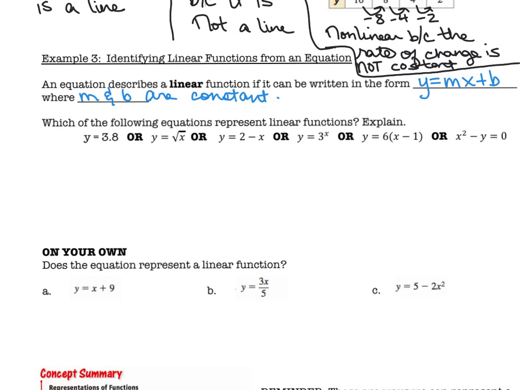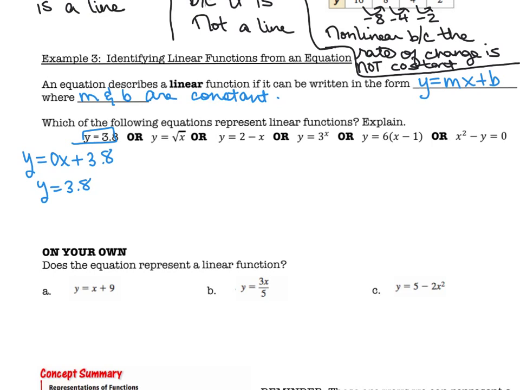So y equals 3 and 8/10. This might not seem like it is in the form of y equals mx plus b, but technically you can just write y equals 0x plus 3.8. And the m is 0, the b is 3.8, because anything times 0 is 0. So we could just rewrite this as y equals 3.8, which is that equation.